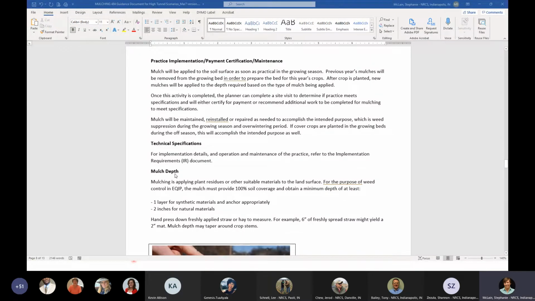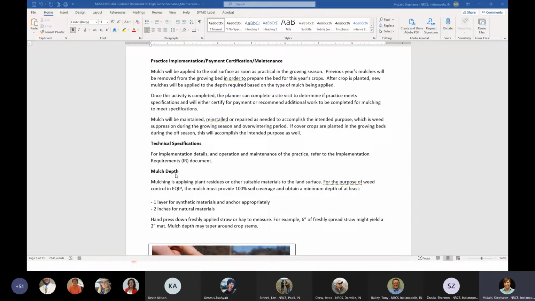Kevin, do you want me to quickly go over the practice implementation part here before you? Yep, that sounds good. So in this guidance document, we also started to put together some supporting information to help with practice implementation and payment certification for mulch. Again, some of the guidance that we've put in here comes right from the practice standard, and from looking at other mulching guidance that we've seen across the country. But looking at mulch being applied to the soil surface as soon as it is practical within the growing season. So again, think about transplants, tomatoes, and others, and putting that straw mulch around those plants. We want the previous year's mulches to be removed from the growing bed in order to prepare that bed for this year's crops.